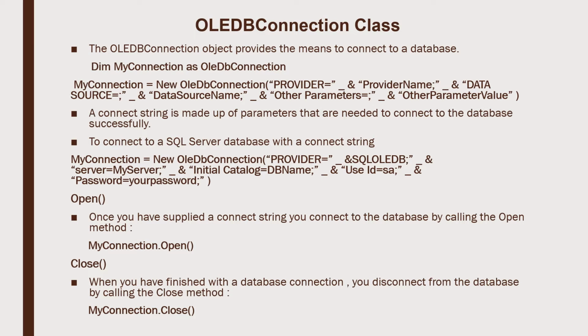Once you have supplied a connection string, you can connect to the database by calling the Open method: myConnection.Open. When we have finished with a database connection, we disconnect from the database by calling the Close method: myConnection.Close.